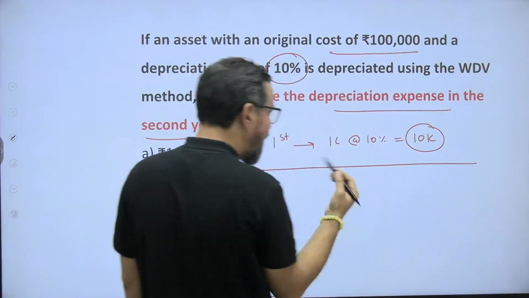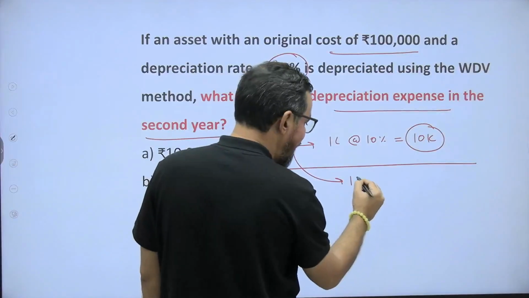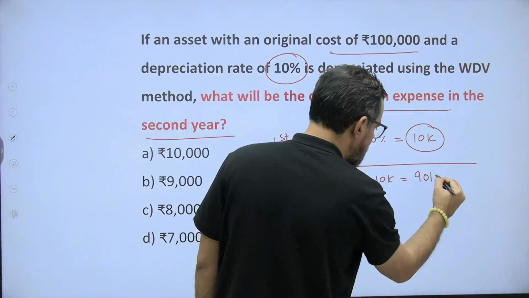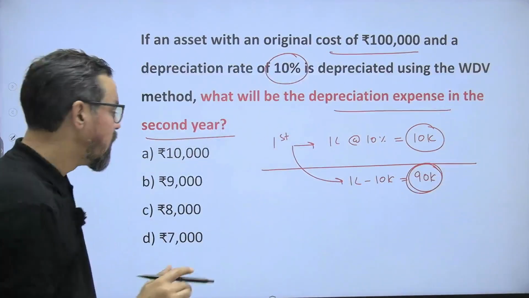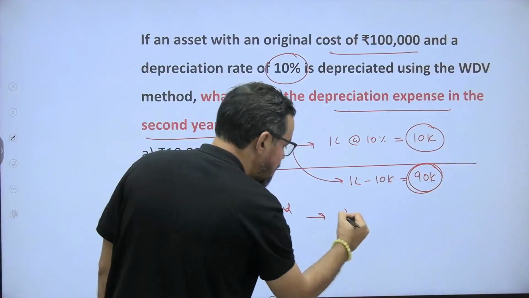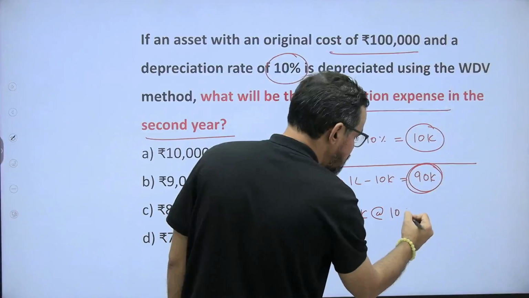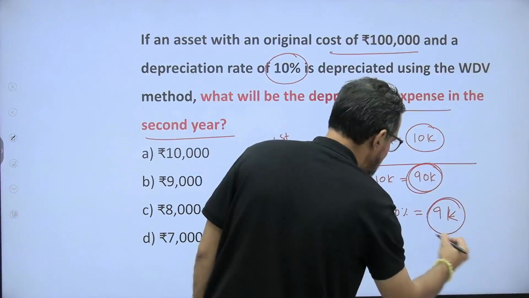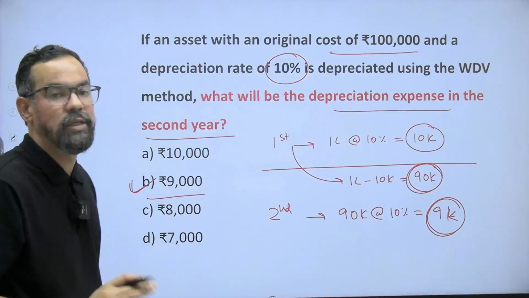Now asset value at the end of first year is how much? 1 lakh minus 10,000, which is equal to 90,000. So this is the residual value of the asset at the end of first year. Now when you calculate depreciation for second year, it is 90,000 into 10%, right? So that is equal to 9,000. So the depreciation charge for the second year will be 9,000.